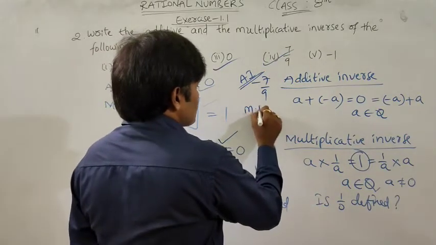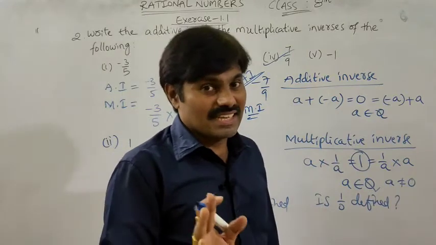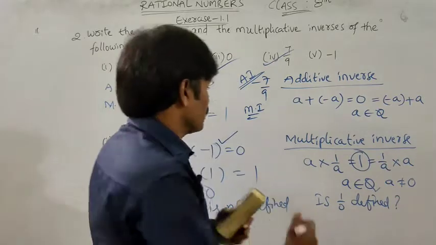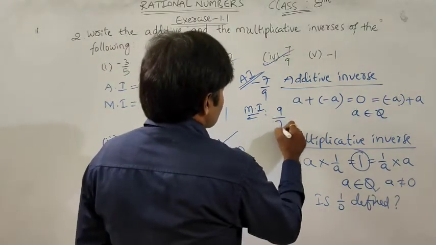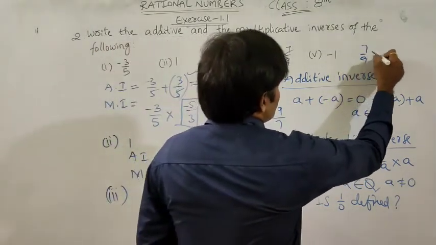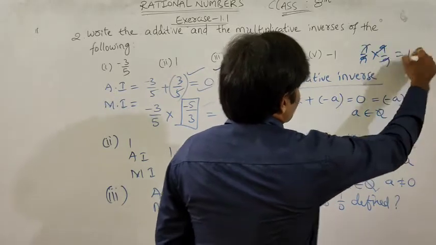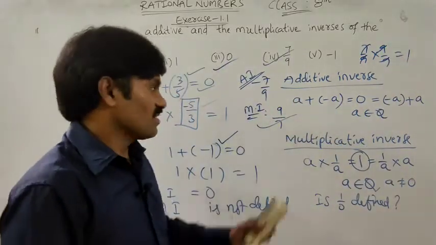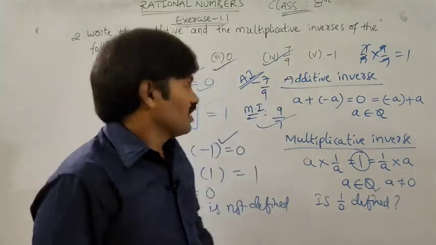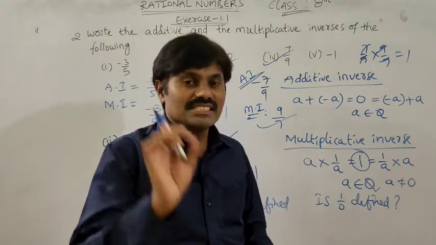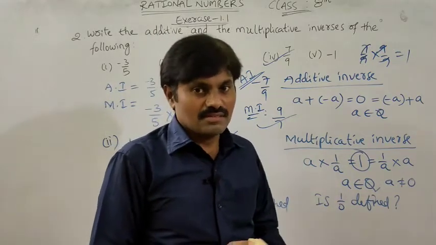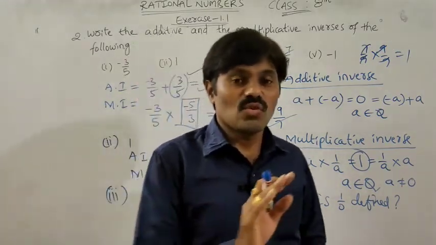Then for the multiplicative inverse, there is no change in the sign. But where is the change here? Yes, interchange of the numerator and denominator. So it becomes 9 by 7. That's it, because if you multiply 7 by 9 and 9 by 7, we get the result 1. So this is called the multiplicative inverse of 7 by 9. If we add the two numbers, we get the result 0. In additive inverse, just change the sign of that particular number. That is the only answer. But in the case of multiplicative inverse, no need to change the sign.